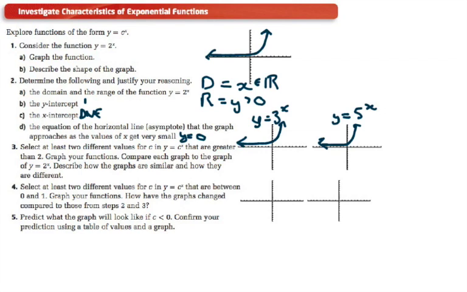Now, it's not very visible on the graphing calculator or on the graphs we have, but there is a specific point that all of these functions go through. All of these functions will go through 0, 1. As well, there's a specific point to each graph that the graph will go through. So this top one will go through 1, 2. Y equals 3 to the x will go through 1, 3. And as you may have guessed by now, y equals 5 to the x goes through 1, 5.